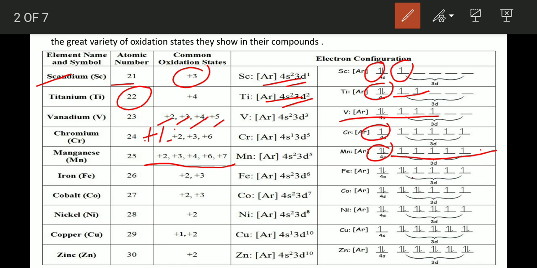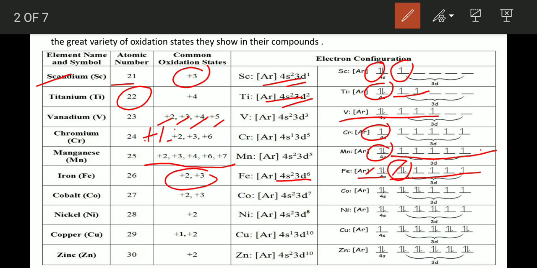Iron, 4s2 and 3d6. So here electrons are paired, and because of this paired electron, its oxidation state can be +2, +3, +4, +5, +6. But the most common oxidation state is what? +2 and +3. Because of the paired electron, it becomes stable.